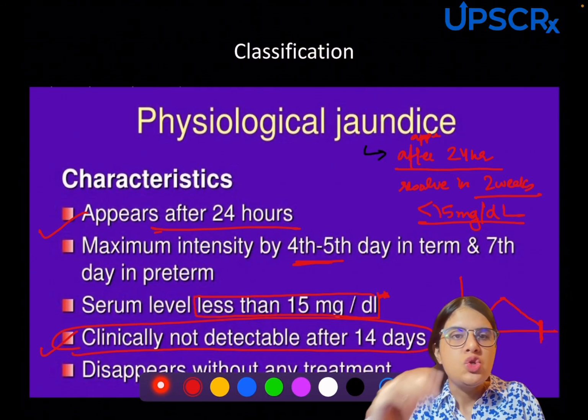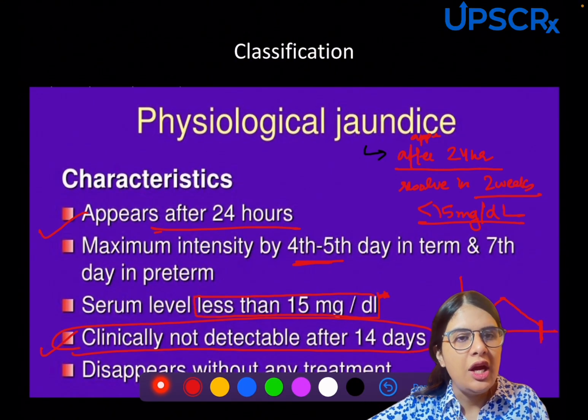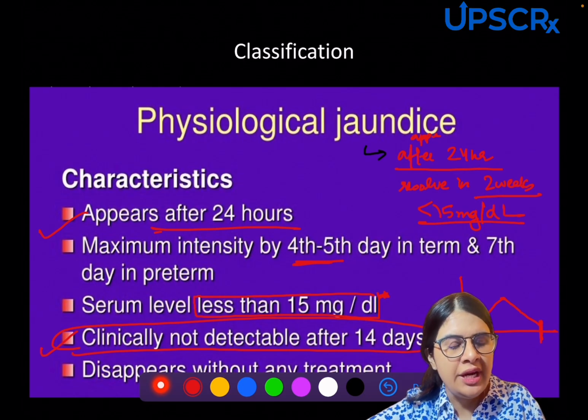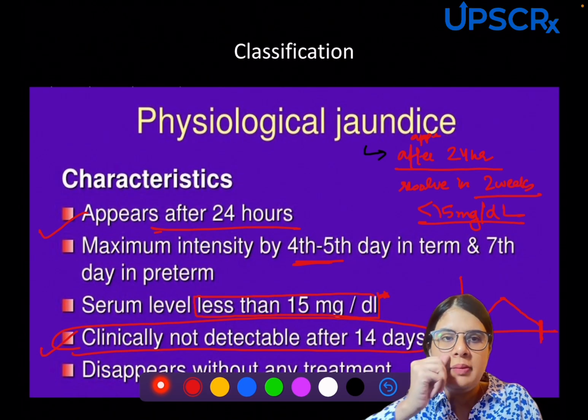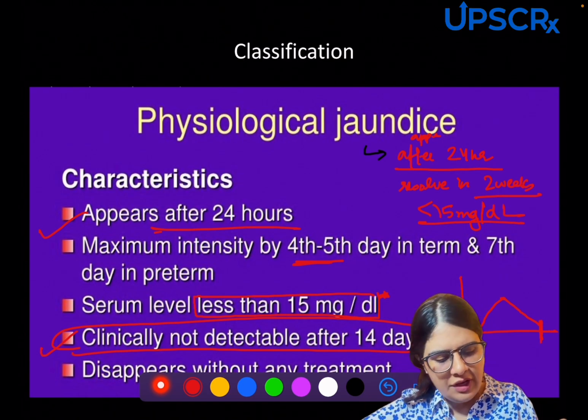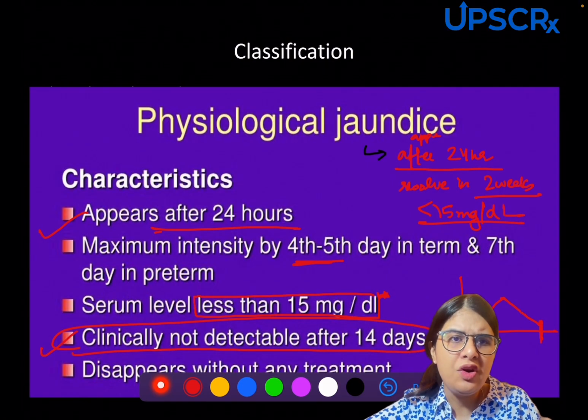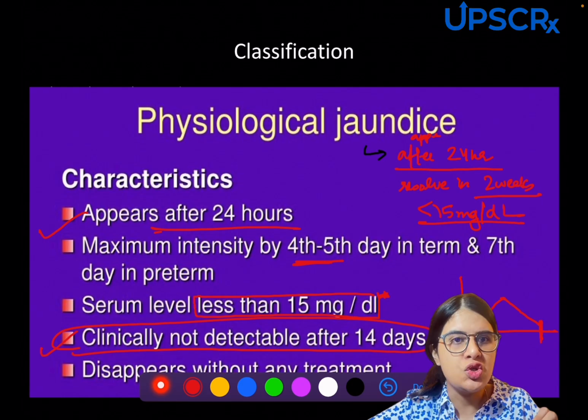Okay, so it will appear after 24 hours. It will resolve within 14 days or 2 weeks, and the bilirubin level will be less than 15 milligram per deciliter, and it will not require any treatment, right? You just have to continue breastfeeding. It will disappear on its own.